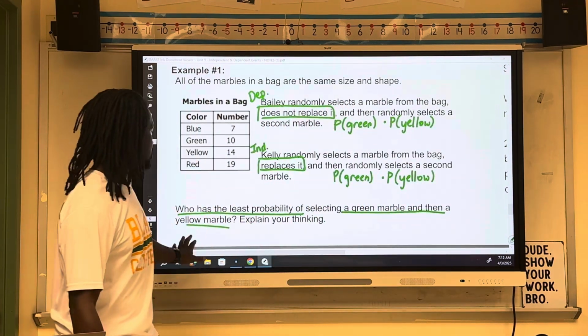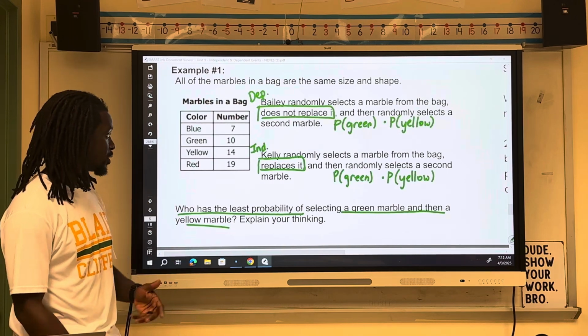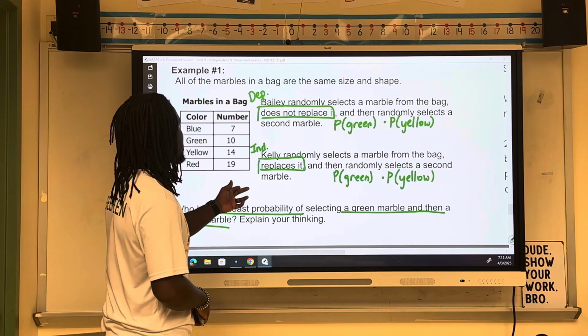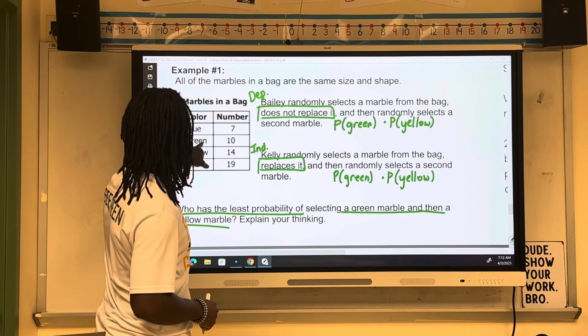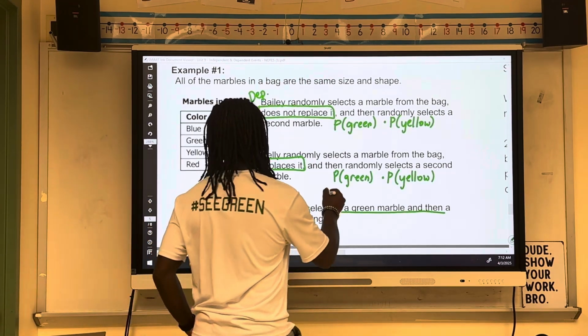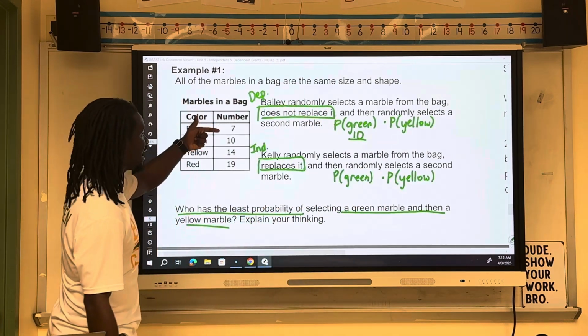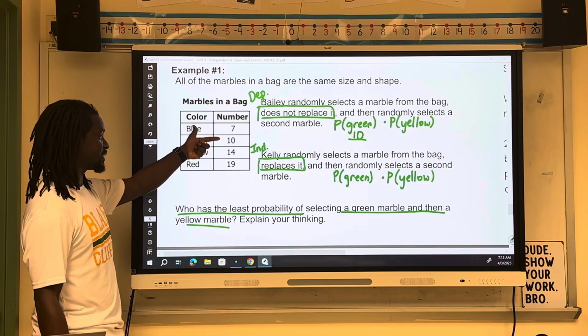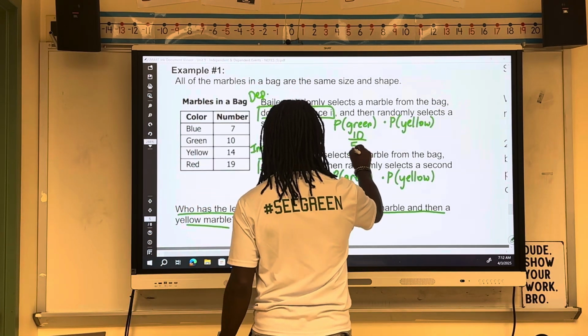Okay, who has the least probability? So we're trying to figure out which one is the least. All right, probability of getting a green. Let's look at Bailey's first. Probability of getting a green would be 10 out of the total. I have to add up all of these numbers. So 7 plus 10 plus 14 plus 19. Okay, when I add those up, I get 50.